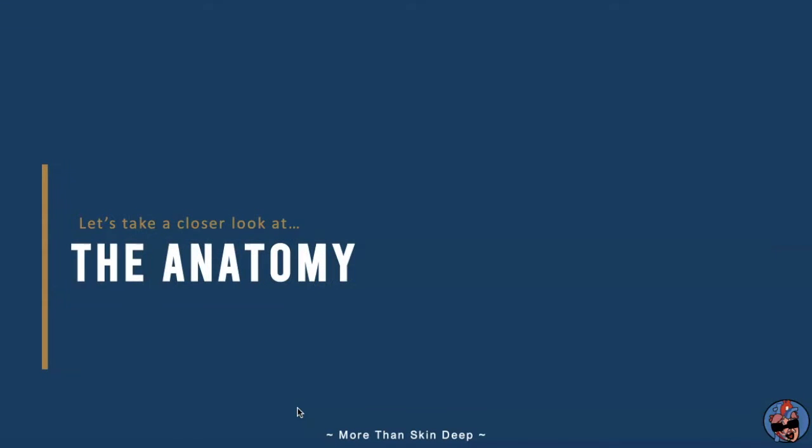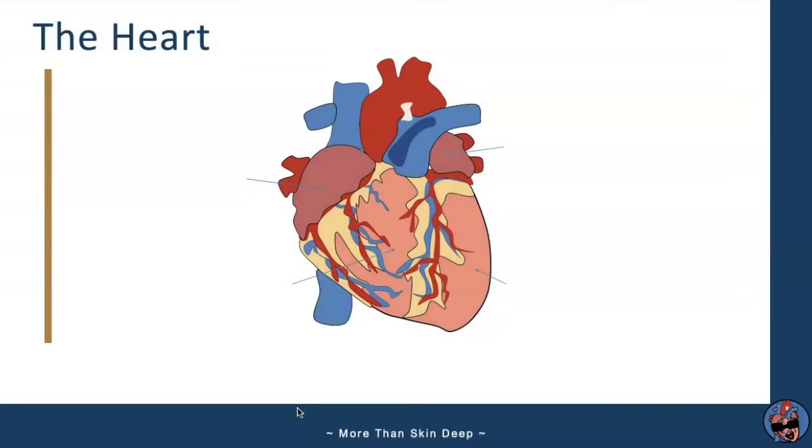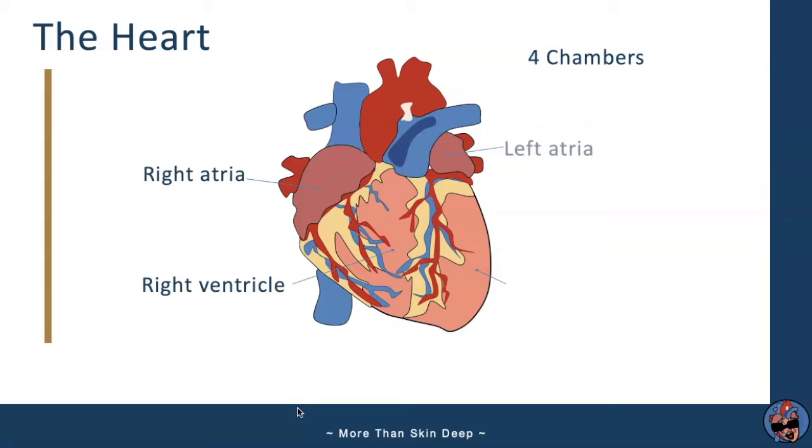Let's take a closer look at the anatomy of the heart. So this is a photo of the anterior aspect of the heart. The heart is comprised of 4 chambers. It is located in the mediastinum of the thorax. The mediastinum is the central part of the thorax between the 2 pleural cavities. The 4 chambers of the heart include the right atria, the right ventricle, the left atria, and the left ventricle.